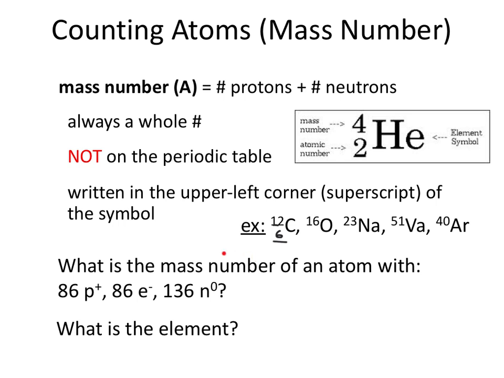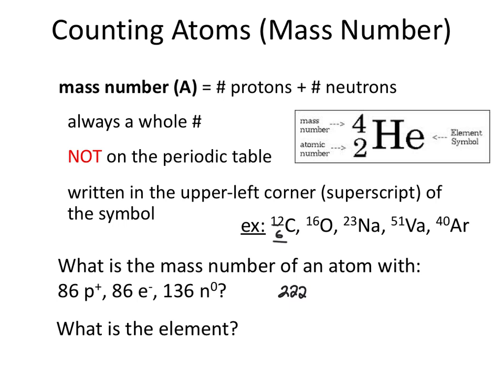Okay, now they want to know the mass number. Remember, the mass number is the sum of protons and neutrons. So if I look at my number of protons and neutrons and add them together, that's going to give me a mass number of 222.